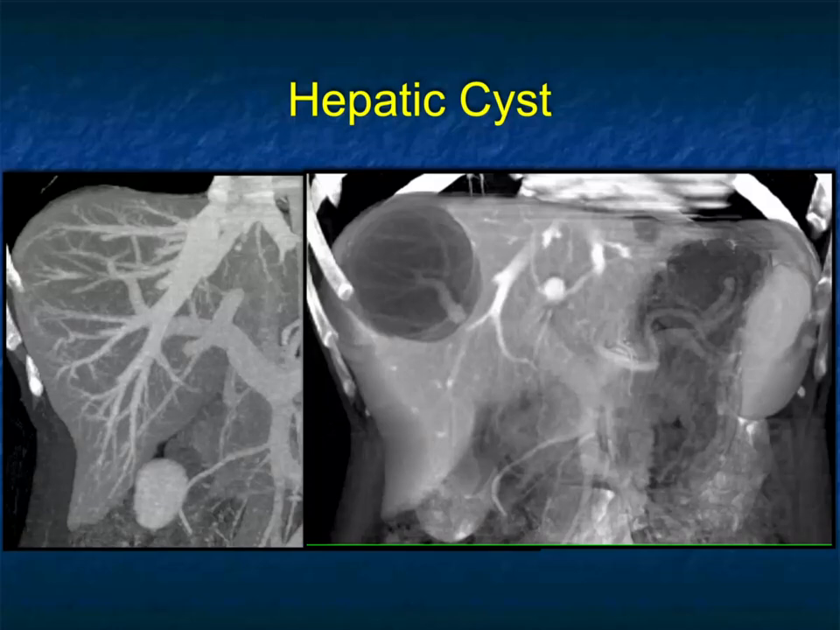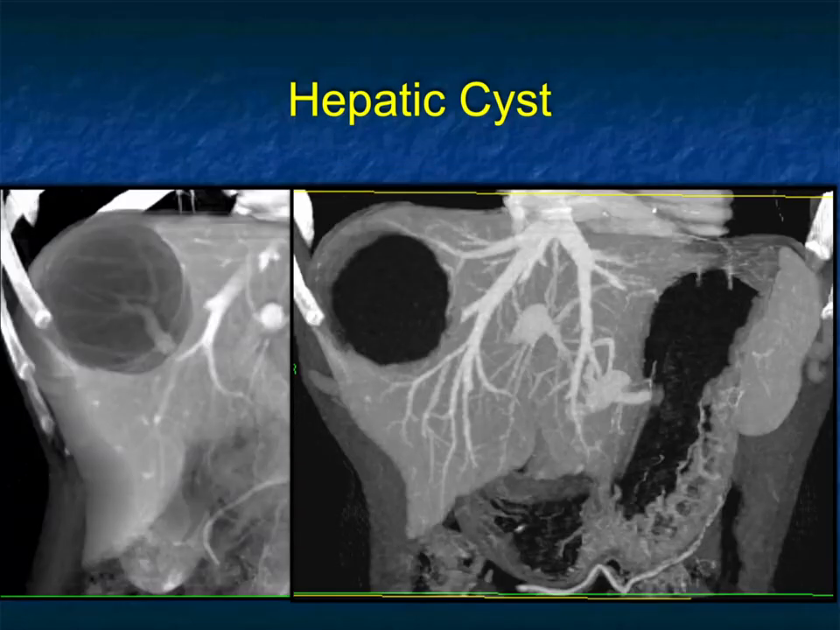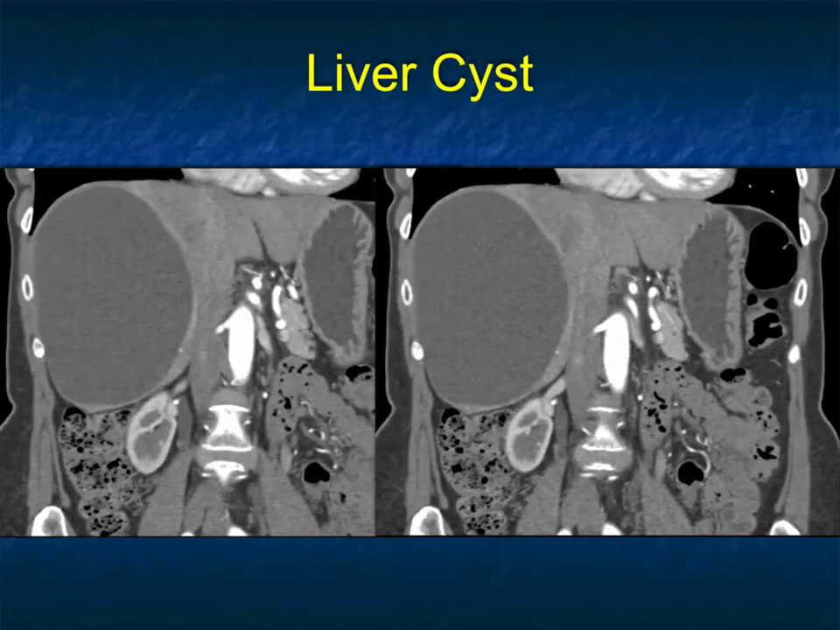Here's a good example showing you the venous map with MIP and volume rendering of a large hepatic cyst. Well-defined, slightly pushing the vessels, but no significant irregularity of the vessels. Here's another lesion. You can see there is the suggestion medially of perhaps some rim enhancement.